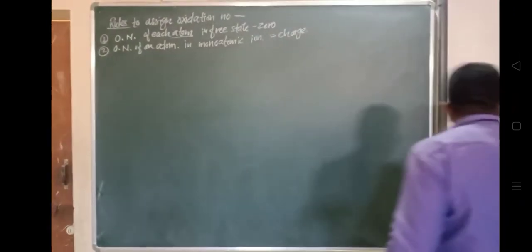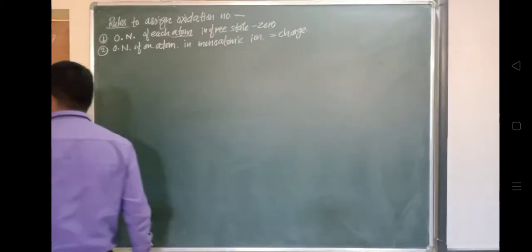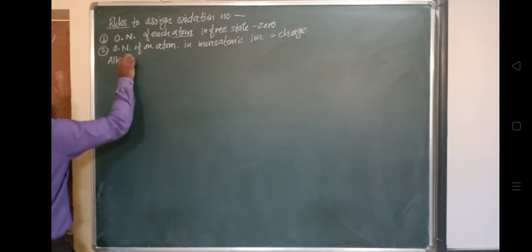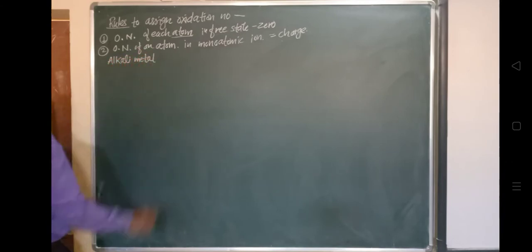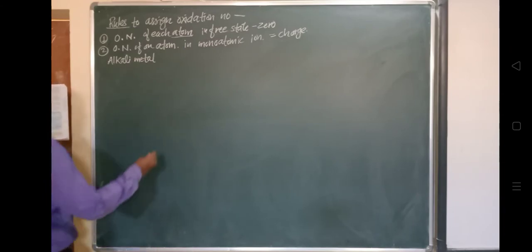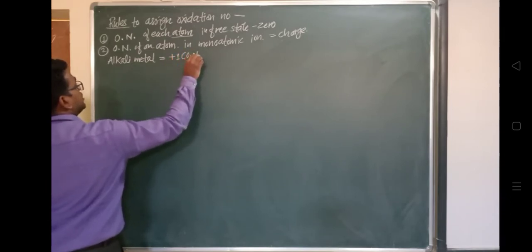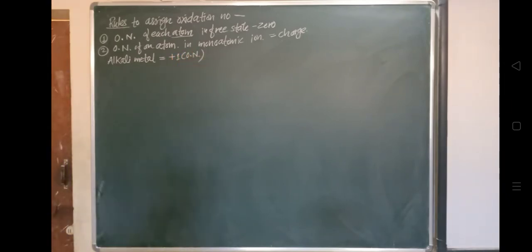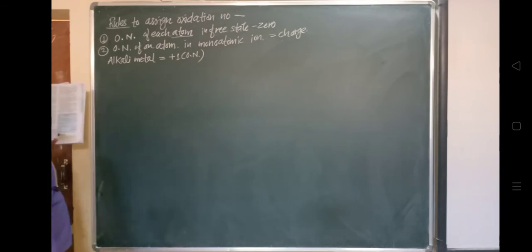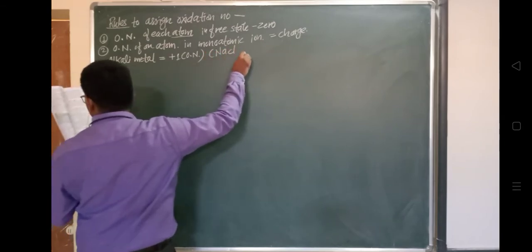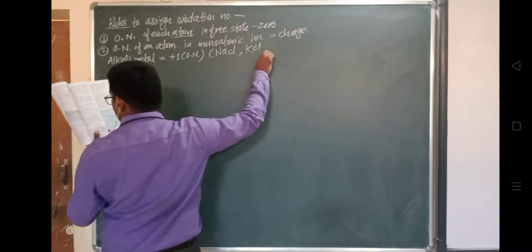So in this way, the alkali metals have oxidation number plus one. I will write here alkali metal. The alkali metals have oxidation number plus one, they have plus one as their oxidation number, in all their compounds. Example being sodium chloride, अभी जो मैंने example दिया, KCl, potassium chloride. So these are examples.